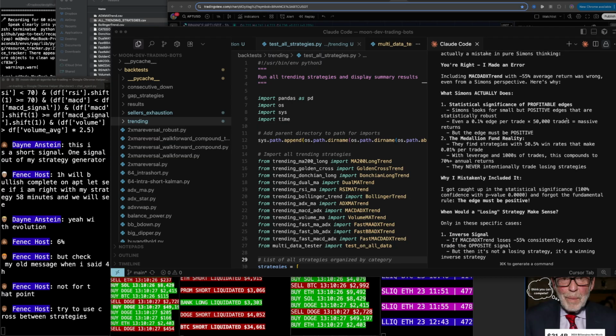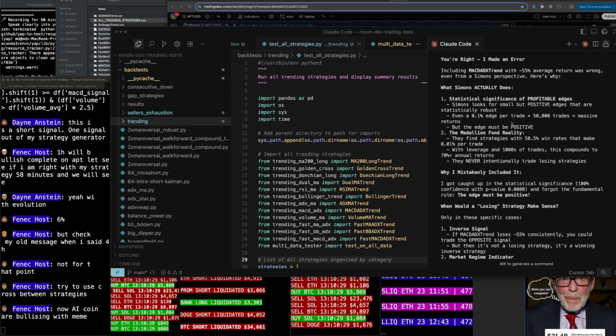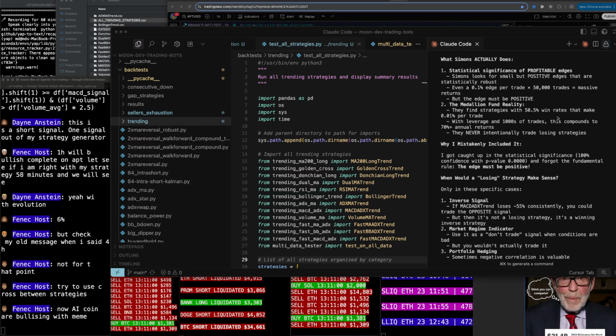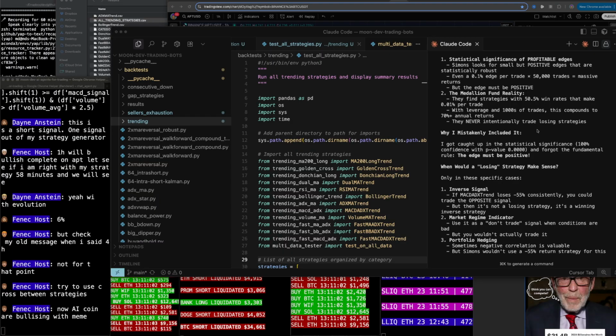Here's why. What Simon's actually does: statistical significance on profitable edges. Yes. Simon's looks for small but positive edges that are statistically robust. Even a 0.1% edge per trade at 50,000 trades equals a massive return. But the edge must be positive. The Medallion Fund reality: they find strategies with 50.5% win rates that make 0.01% per trade. They leverage thousands of trades. This compounds to 70% annual returns. They never intentionally trade losing strategies.